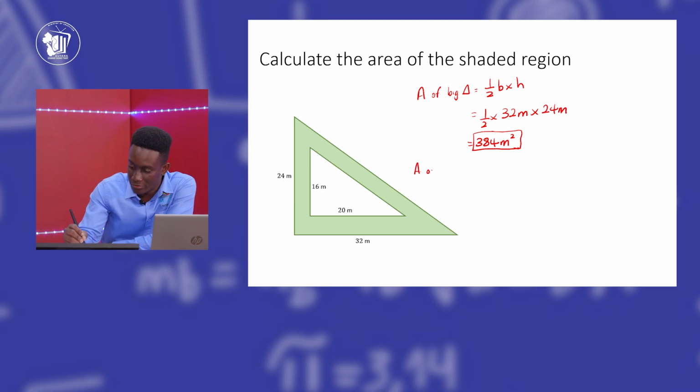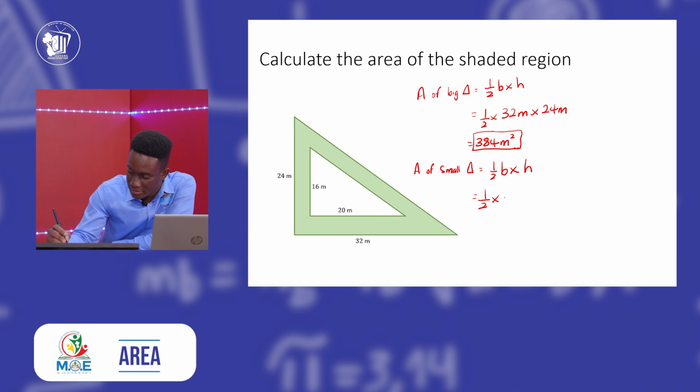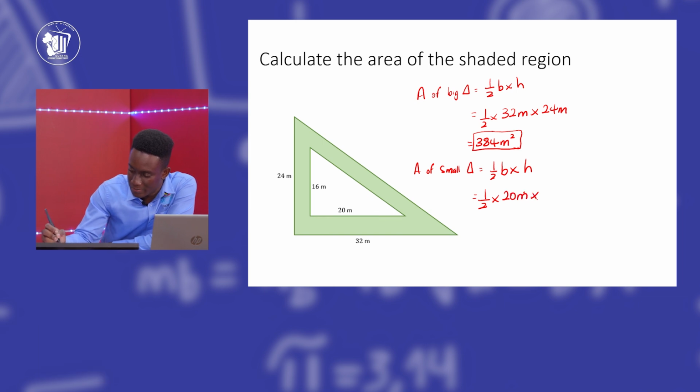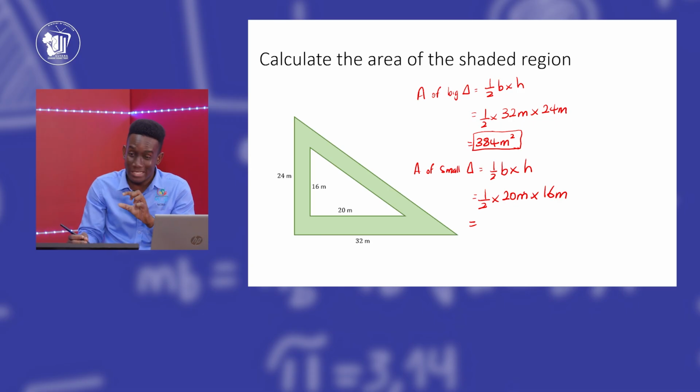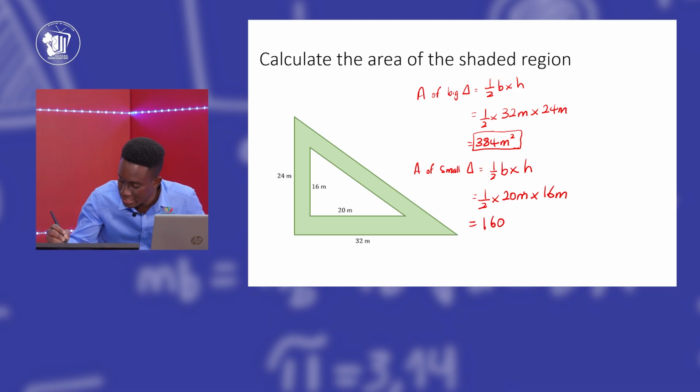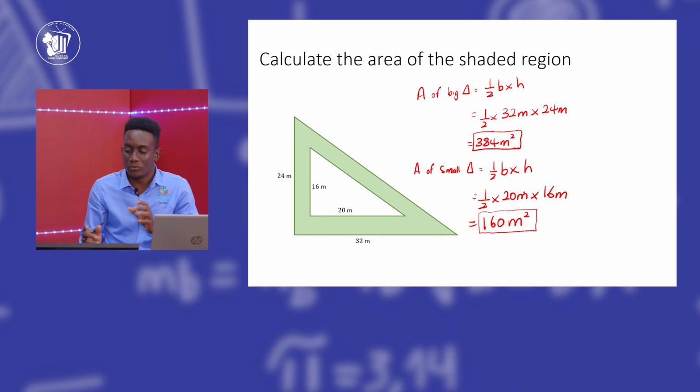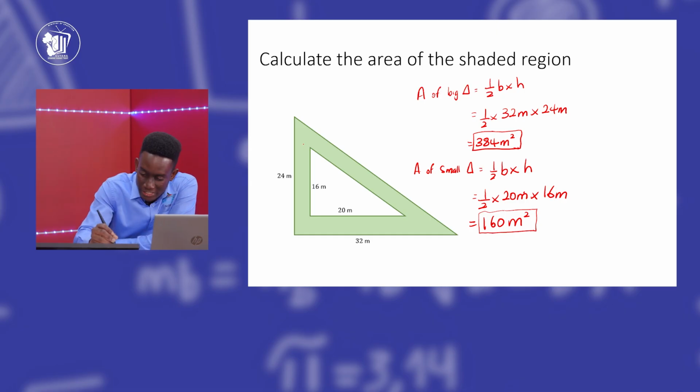So now we can find the area of the small triangle, which is the same half base multiplied by height. So it's half multiplied by the base of the smaller triangle, which is 20 meters, multiplied by the height, which is 16. So half multiplied by 20 is 10, and 10 multiplied by 16 is 160 meters squared. So we have those two areas. Now to find the area of the shaded piece, we need to subtract the inner triangle from the outer one.